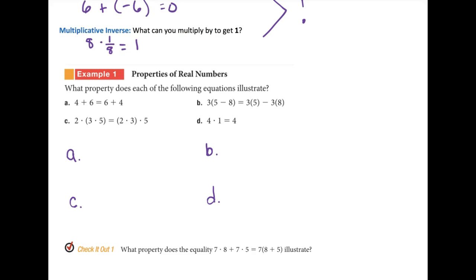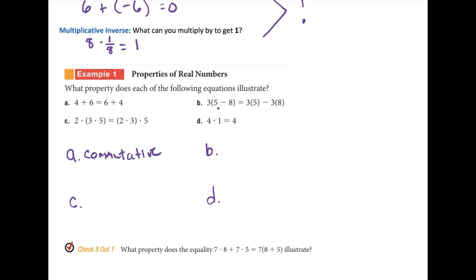Okay, so next we're going to look at some examples of these different properties so that you can learn to figure out which one it is. So looking at A, we've got 4 plus 6 equals 6 plus 4. This is an example of the commutative property. Commutative, not associative, so it's the commutative property.